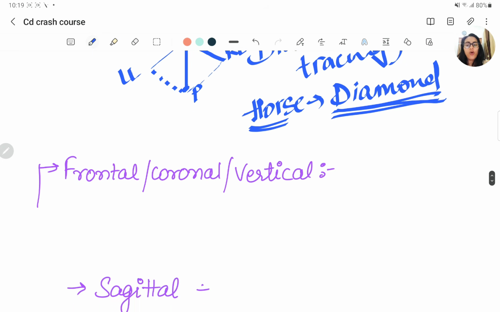Frontal or coronal or vertical: in this frontal plane or vertical plane, the centric relation is going to be like this. Then we ask the patient to take the mandible left, this side is going to be right, and down. When the patient opens the mouth in the vertical plane, the mandible will go down. In this plane, when the patient opens, it is going to be like this. So that is a shield tracing.